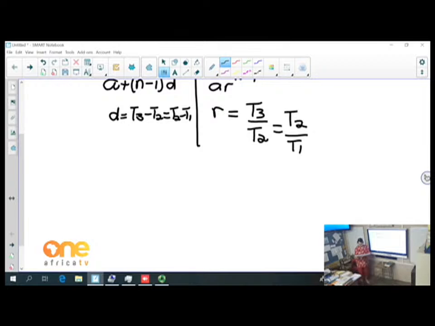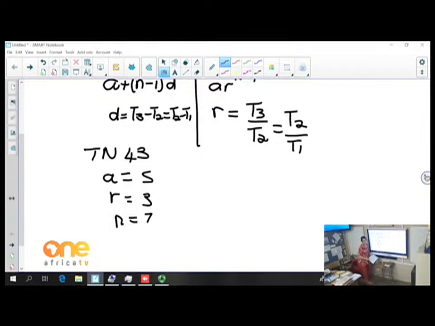Okay, so we are on page, what was the homework? 43 and 44. So determine the 7th term in the following sequence. I can see it's a GP. It's a nice idea to always write down what you have. a is 5, r is 3. I need to find the nth term, and the nth term is in this case going to be 7.